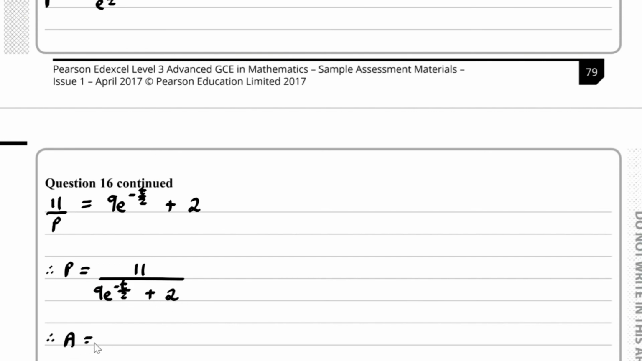So therefore a equals 11, b equals 2, and c equals 9.